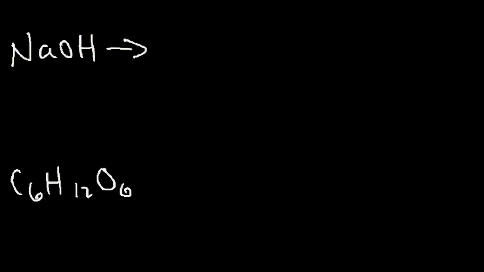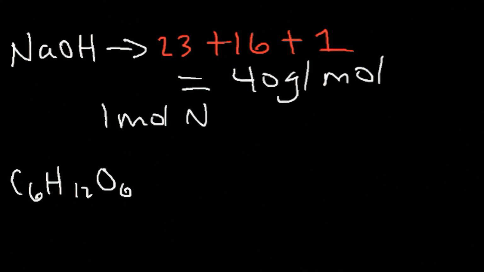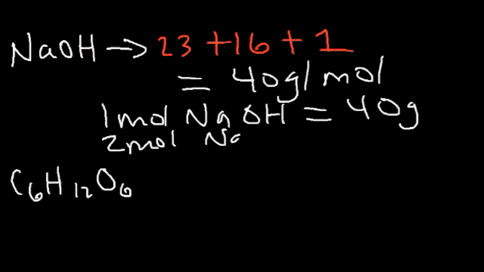Calculate the molar mass for sodium hydroxide and for glucose. So the atomic mass for Na is 23, for oxygen is 16, for hydrogen it's 1. So sodium hydroxide has a molar mass of 40 grams per mole. So what this means is that 1 mole of sodium hydroxide has a mass of 40 grams. So 2 moles of sodium hydroxide will have a mass of 80 grams. So molar mass is simply the ratio between grams and moles.